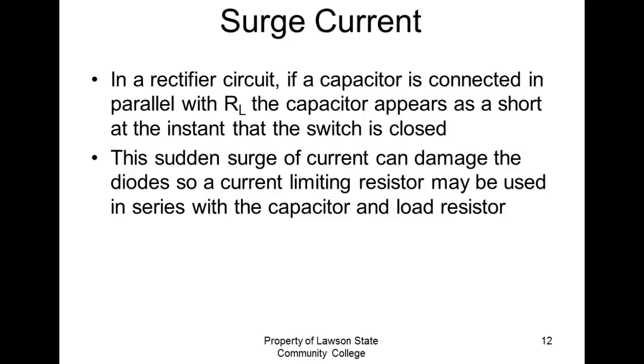This is what I'm talking about. In a rectifier circuit, if a capacitor is connected in parallel with the load, the capacitor appears as a short circuit at the instant we close the switch. So when you calculate your transformer fuse, you need to make sure you get what we call a slow blow fuse. Why? To allow that capacitor to charge up, allow that surge. If you get a fast blow fuse and size it right at the current, it'll blow. So get a slow blow fuse.